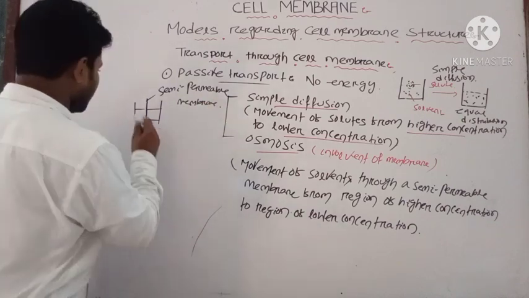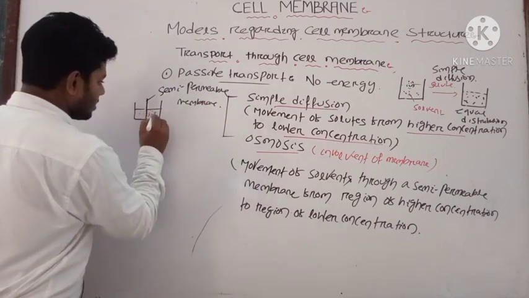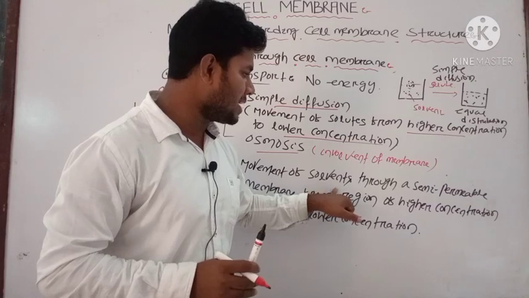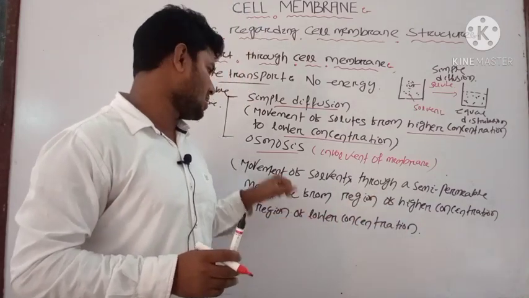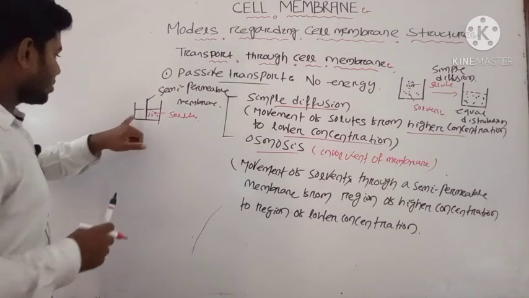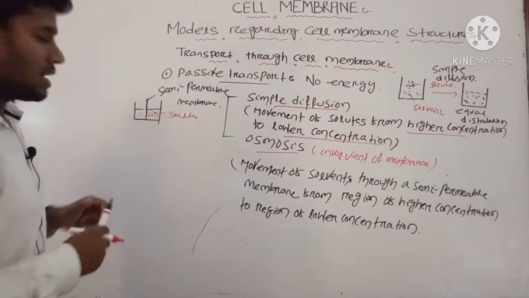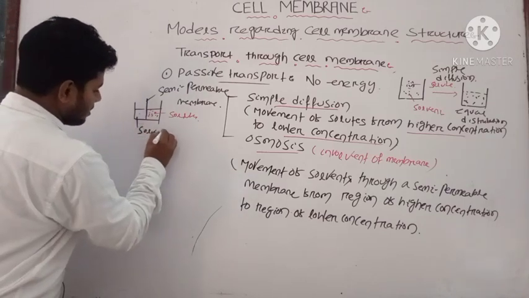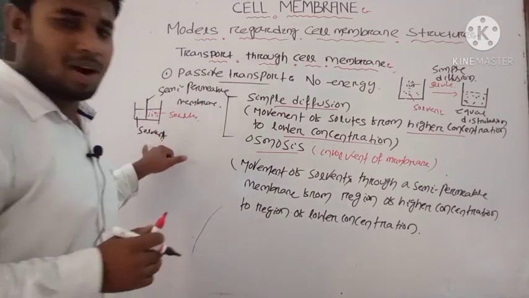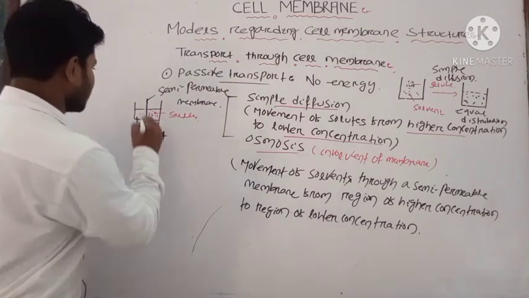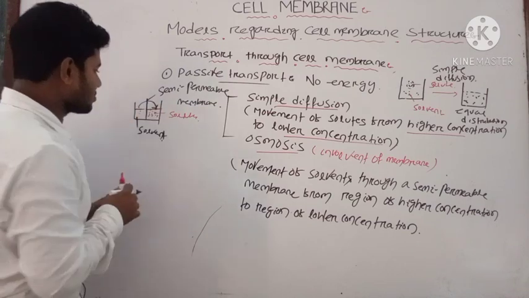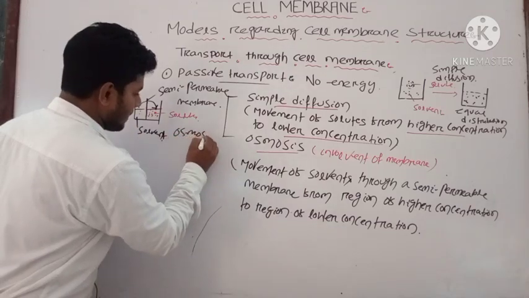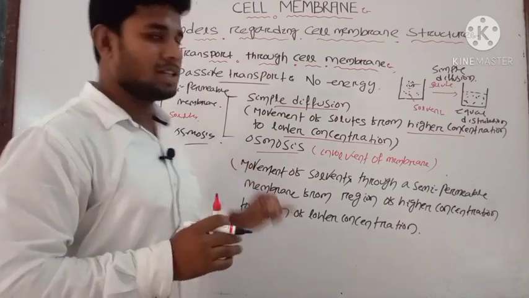And here we have different solutes. As we have told, osmosis is the movement of solvents from higher concentration to lower concentration. Suppose this is your solute and these are the solvents. The solvent is water, so water will move from the higher concentration to the lower concentration. Here water will be more and it will be transported to the lower water concentration. This is known as your osmosis process, which commonly occurs in the plasma membrane.